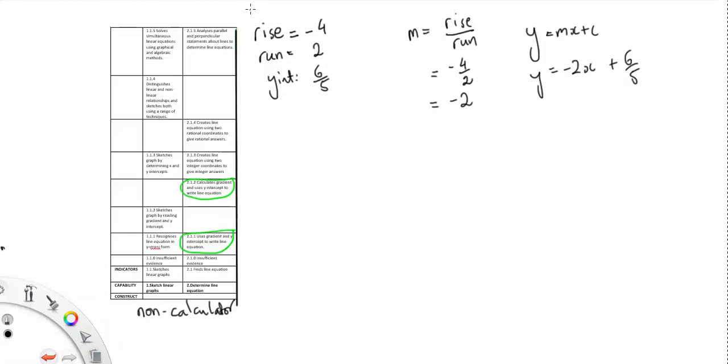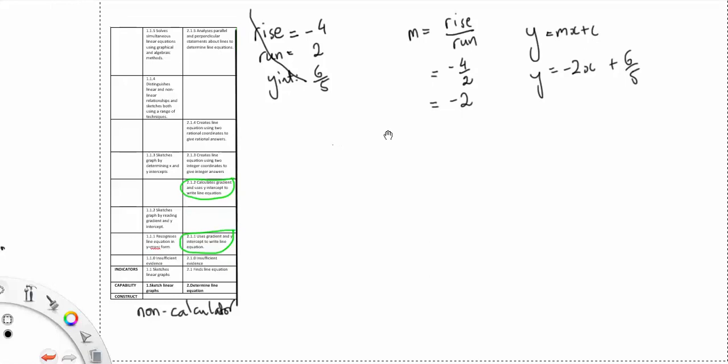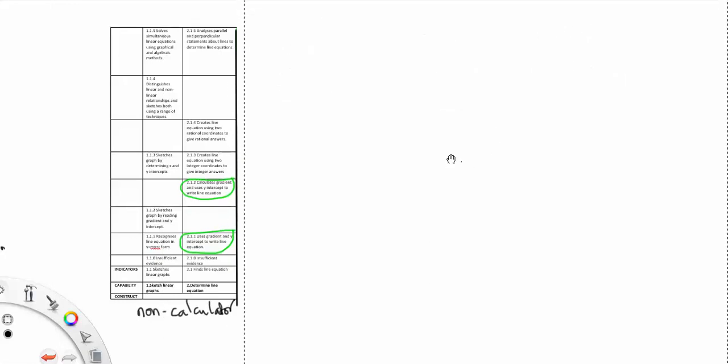Let's keep going. Let's clear that. Okay, what's next? We have creates line equation using 2 integer coordinates to give integer answer. So this is what we're working on a lot. So we're given 2 points. Recall that if you have 2 points, you have a line that passes through them. So we're told to take the points.